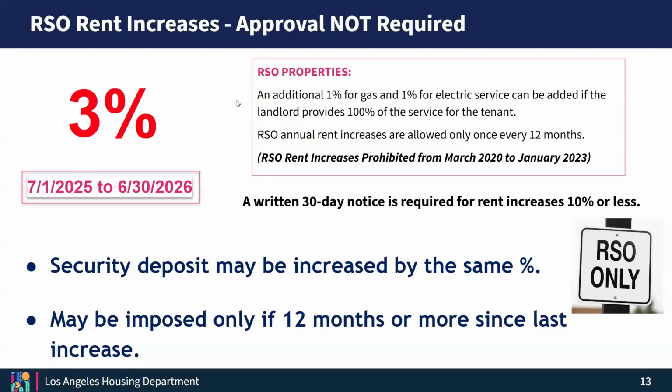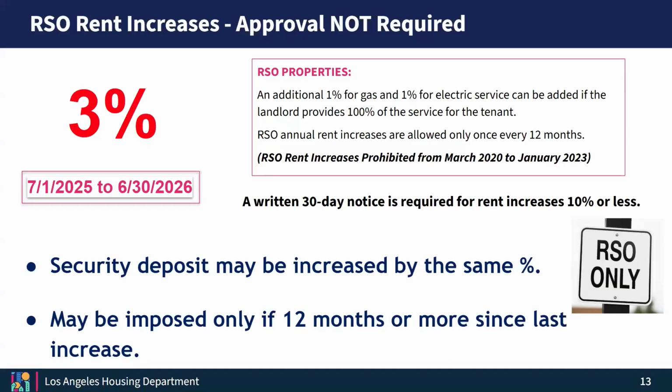Effective July 1st, 2025 until June 30th, 2026, the annual allowable increase is 3%. For RSO properties, an additional 1% for gas and 1% for electric service can be added if the landlord provides 100% of the service for the tenant. RSO annual rent increases are allowed only once every 12 months.